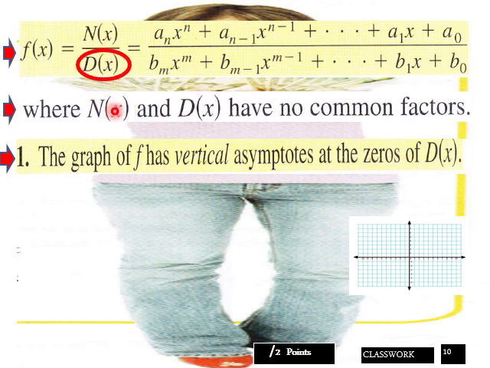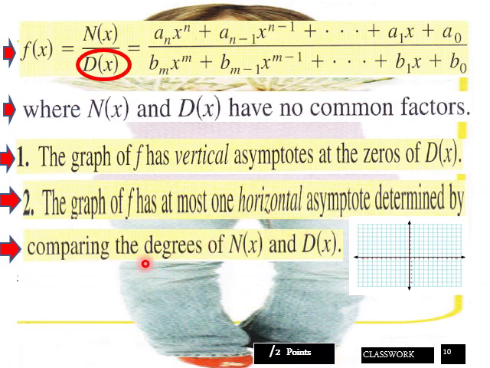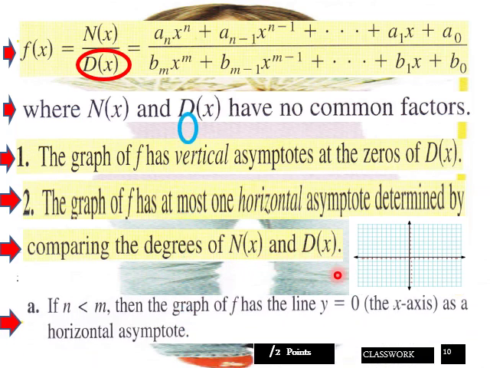So we have to find the zeros of the denominator. That will be your vertical asymptotes. And then the graph of f has at most one horizontal asymptote, determined by comparing the degrees of n of x and d of x. So if n is less than m, then the graph of f has the line y equals 0 as a horizontal asymptote. If the degree of n is less than the degree of m, then y equals 0 will be your horizontal asymptote.